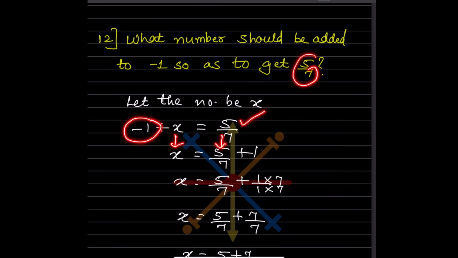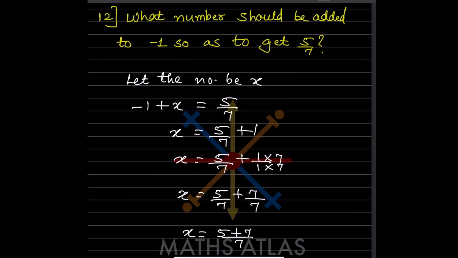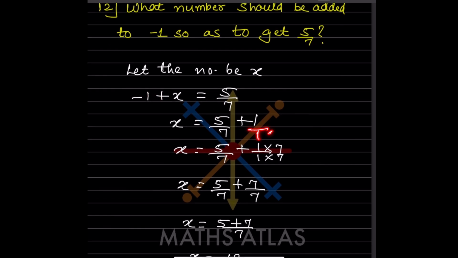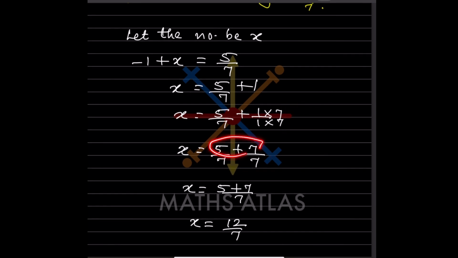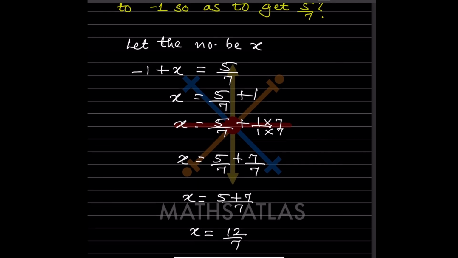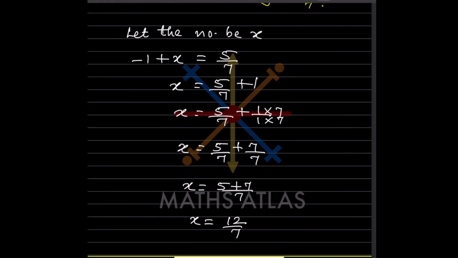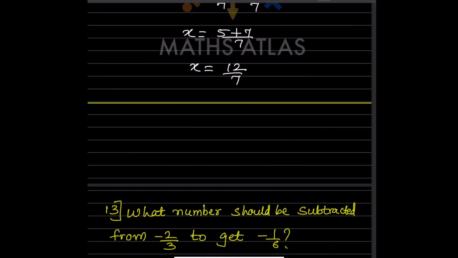This will be here. Minus 1 is going to be plus 1. Now again this will be 1, so the LCM is 7. So that is written over here. So that will be 5 by 7 plus 7 by 7. So that will be 5 plus 7 by 7, and that is 12 by 7. So the other number, what number should be added? 12 by 7 should be added.